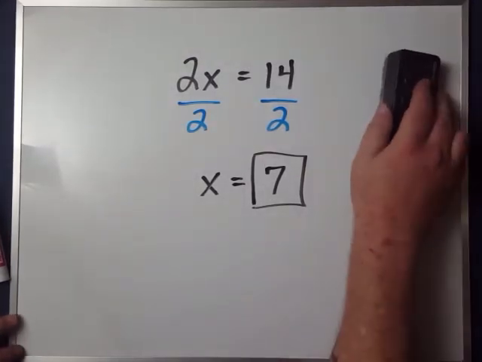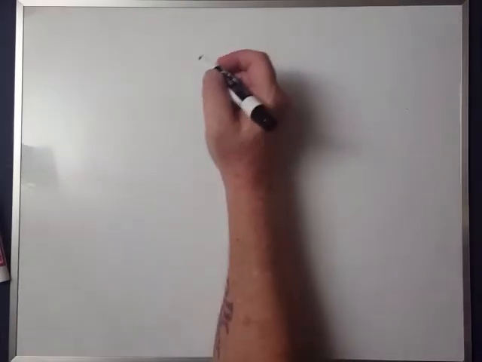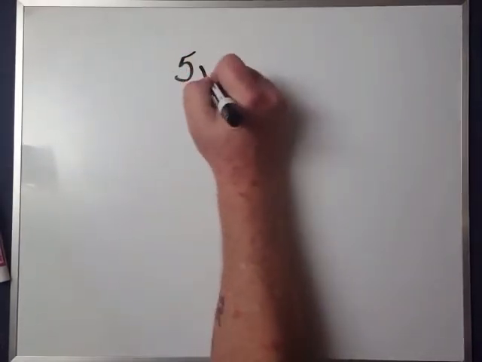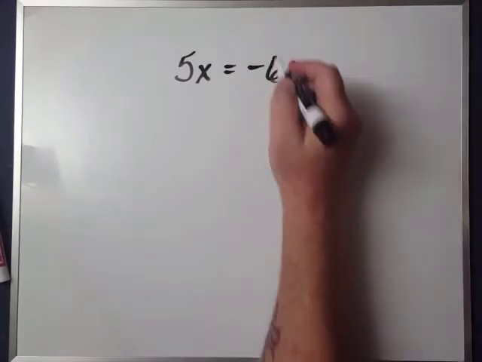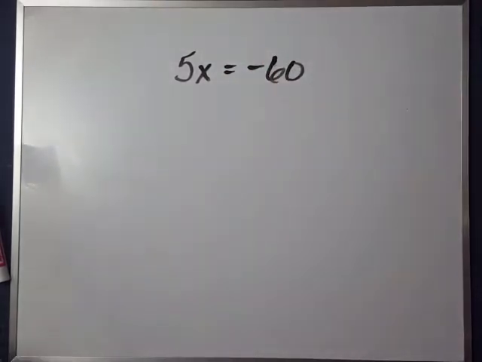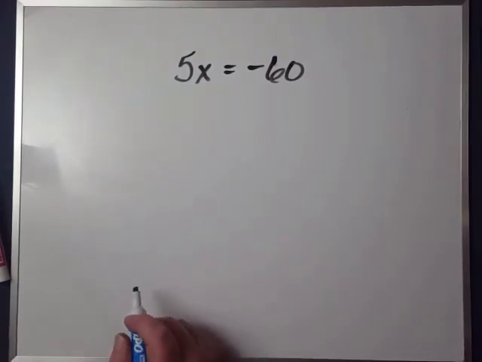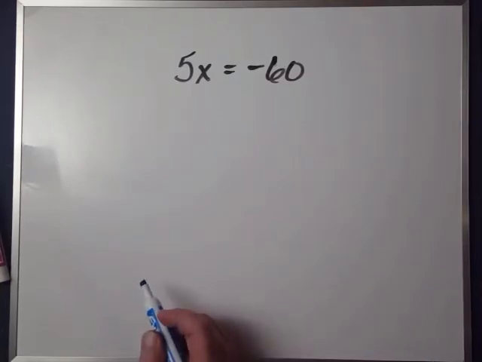Let me start with number 26. We want to get x by itself. We now know that we're allowed to not only add and subtract on both sides, but we can multiply or divide both sides by the same non-zero number. So long as we keep the equation balanced, we're in business.